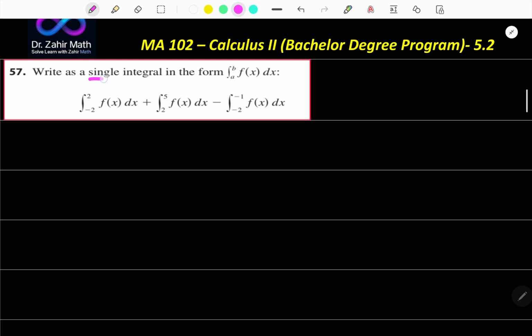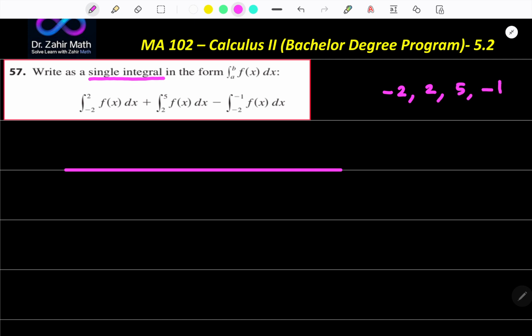Write the integral as a single integral. So what is given? Look here. You can take all these things in a line. What are the numbers? Minus 2, plus 2, 5, minus 1. Right? All these numbers are there. So let me start. First is minus 2, then minus 1, and then you have plus 2 and then plus 5. Right? Keep it like this.